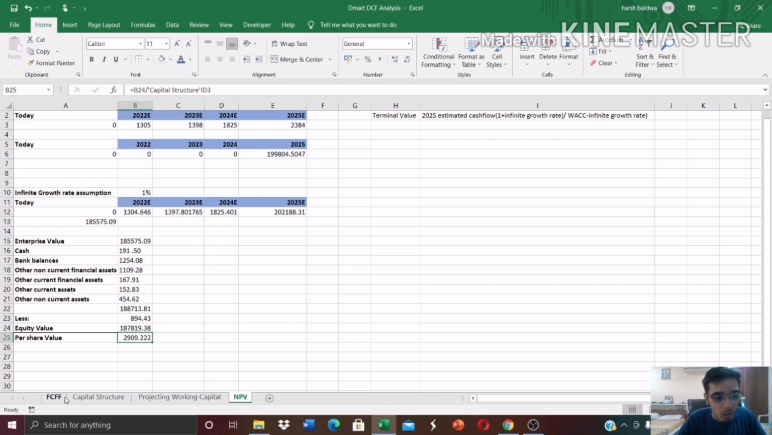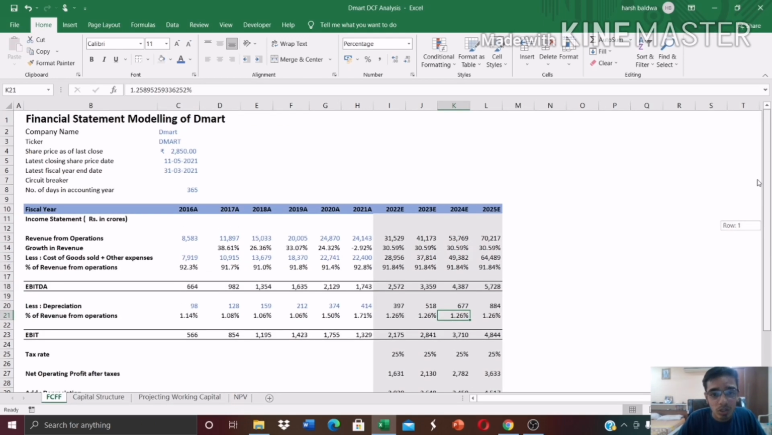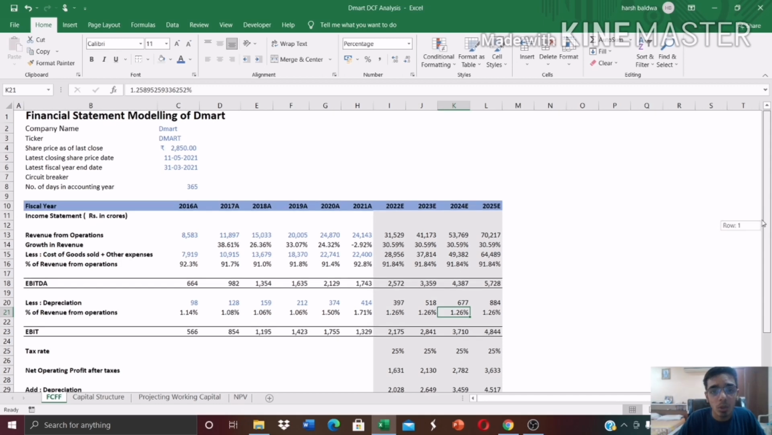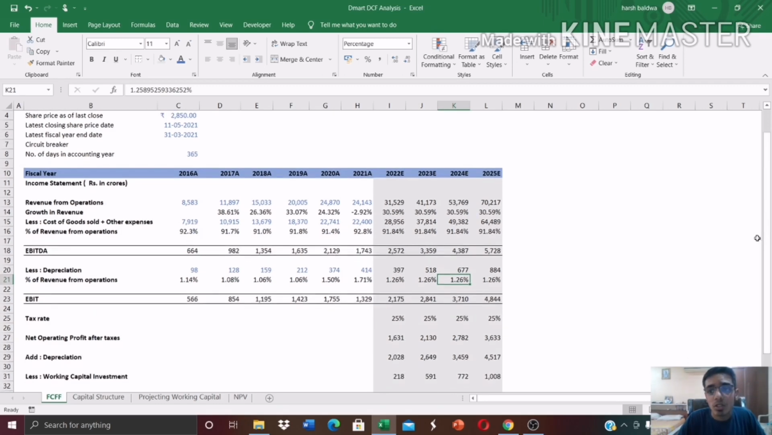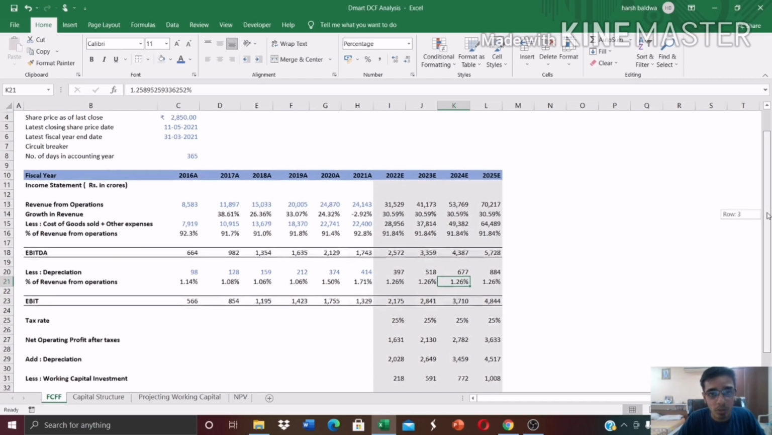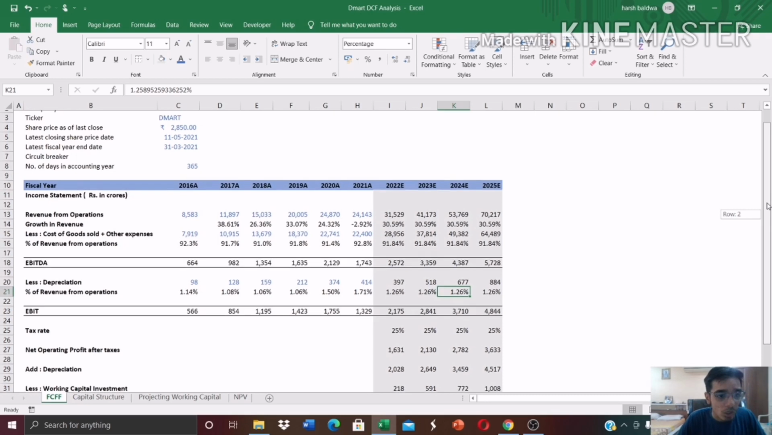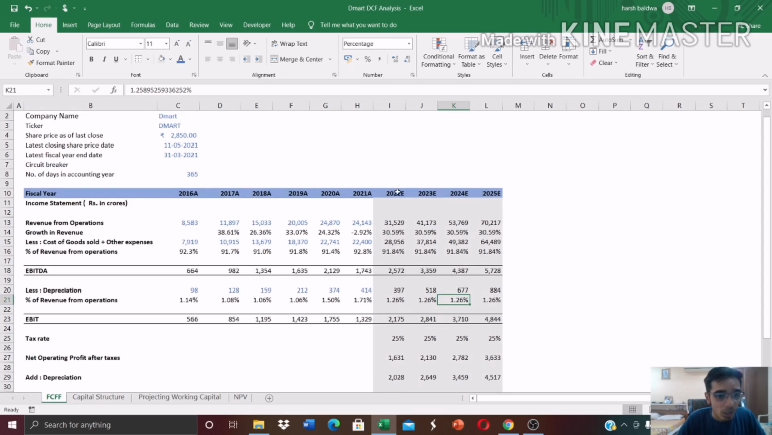Now, first of all, discounted cash flow analysis is all about forecasting, right? It's forecasting the FCFF, which is nothing but the free cash flow to the firm. So how do we do this? Okay, so the number one thing is to first put in the historical data, such as revenue from operations, cost of goods sold, which you will easily find in the annual reports and on various websites such as screener.in.